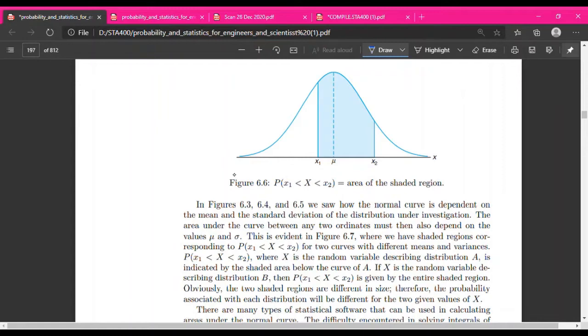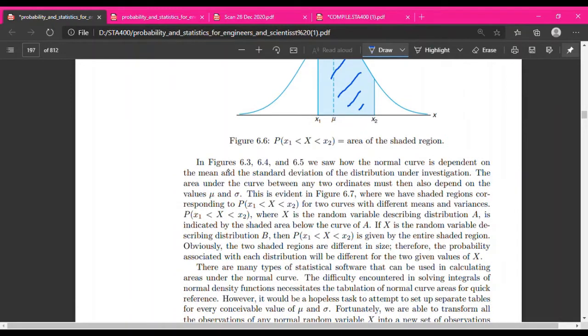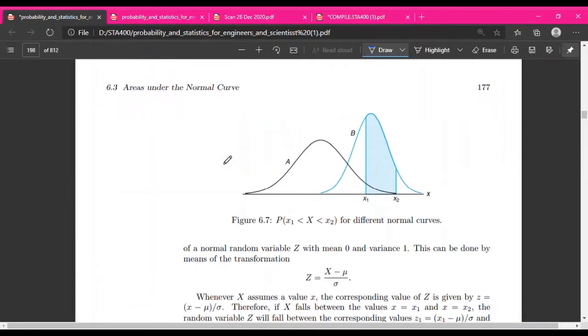Okay, kita punya normal shape di sini. Tengah-tengahnya adalah mu. So X1 di sini dan X2 di sini. So maksudnya kita nak cari area di sini. Okay, so as you know, probability of a function adalah 1. So maksudnya probability under curve semua sekali ni 1. So nak cari probability di antara di sini sehingga sini, the value cannot be more than 1 lah.